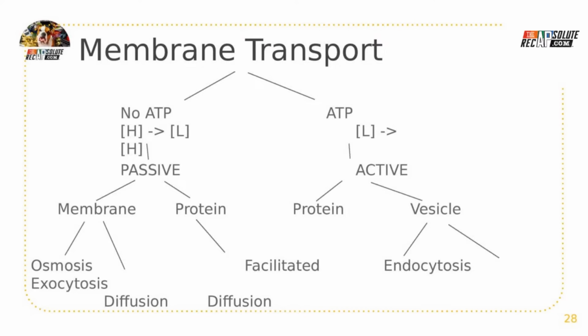So, transport through the membrane. We have two categories here, that which uses ATP and that which does not. No ATP used means that the reason molecules are going to cross the membrane is that they're going from a high concentration area to a low concentration area. This is passive transport. It can occur with molecules moving directly through the membrane, like osmosis or diffusion, or through a protein, which would be facilitated diffusion.